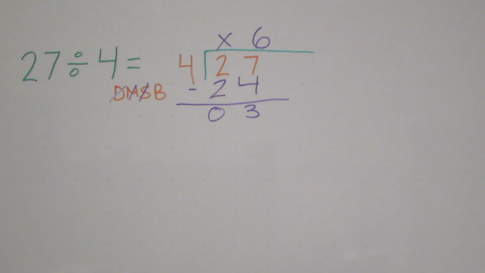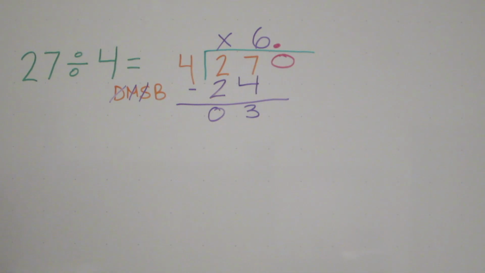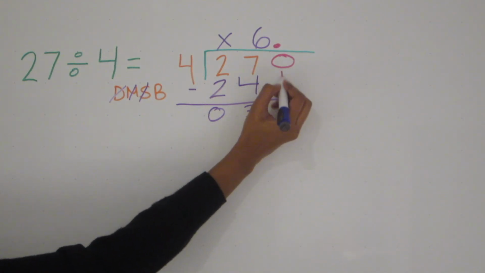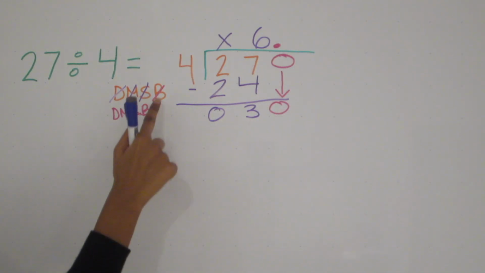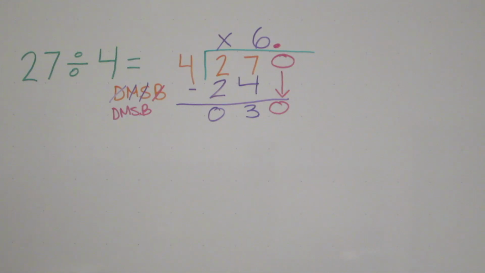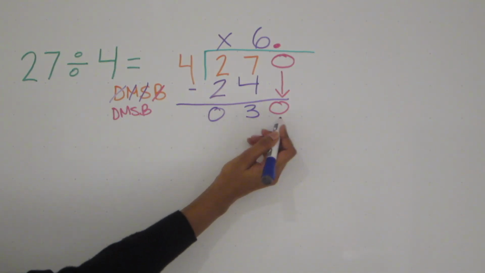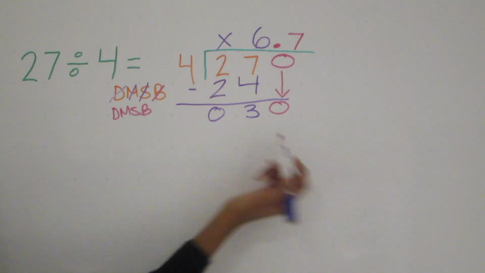But we can't leave it like that. We want it in decimal form. So we're going to add a decimal on top, which means that we can add a 0 inside the house. So next we're going to bring down. So let's bring down the 0. So we can cross out B because we just brought down the 0. Now we have to start again from D. So division. What is 30 divided by 4? So we're going to write a 7 on top.